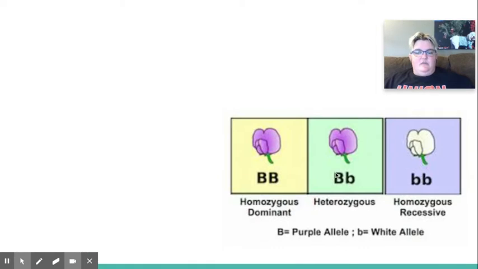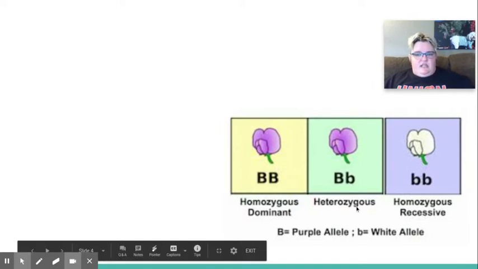You don't see the little b first. The big B is dominant, it takes over. So the big B shadows the little b. You can't see it. Now that white color, it's hidden in there. Its grandkids or its great grandkids can be white, but it's purple because of that big B. So since it's got both, it's called heterozygous.